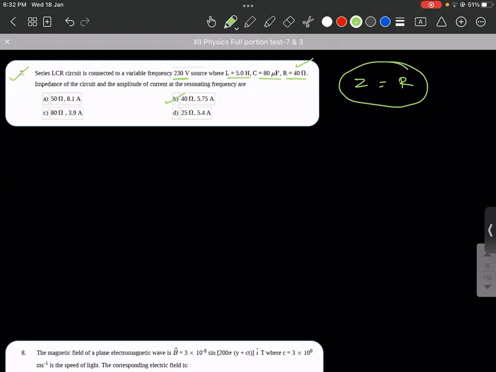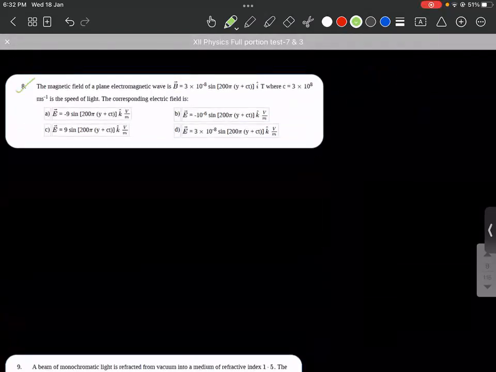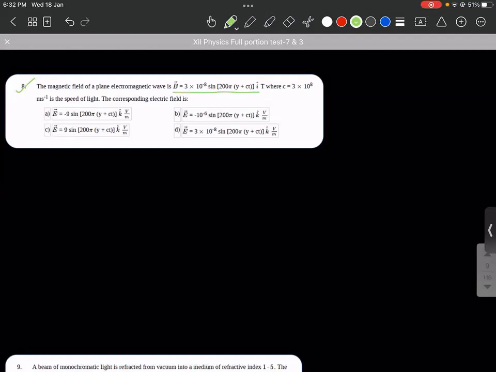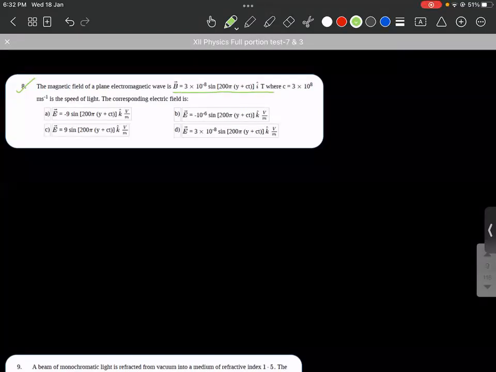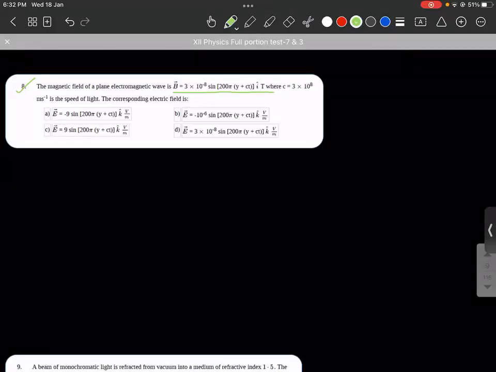Yeah. So the 8th one: the magnetic field of a plane electromagnetic wave is this much. What will be the corresponding electric field? Can you tell me the answer, guys? So what is the relation between E, B, and C? C is equal to E by B, so E will be equal to B into C.